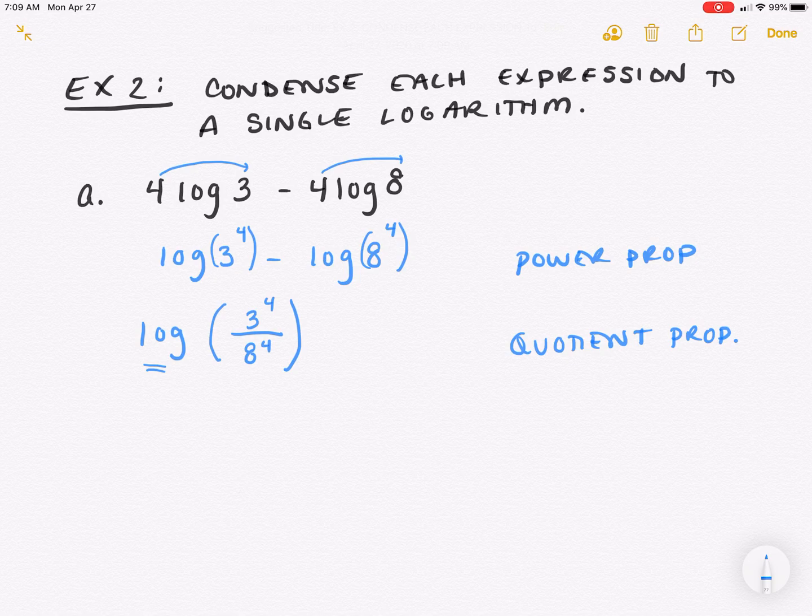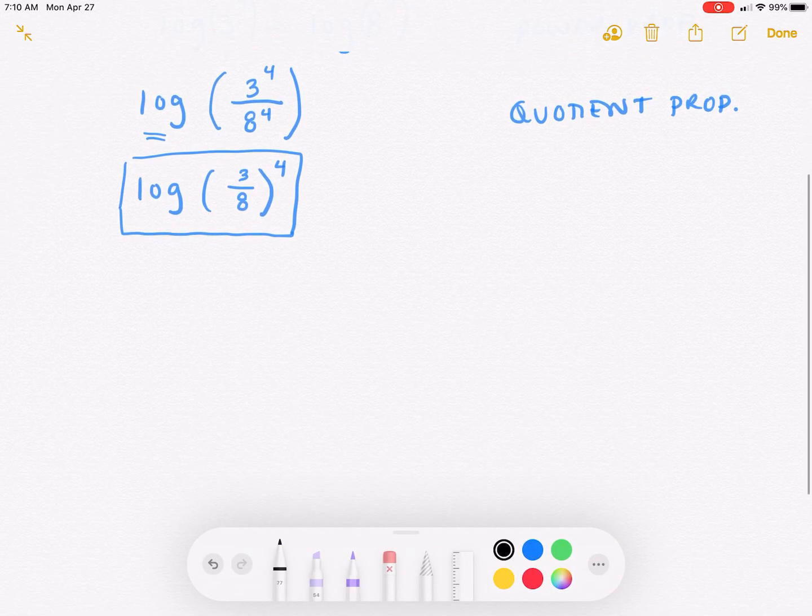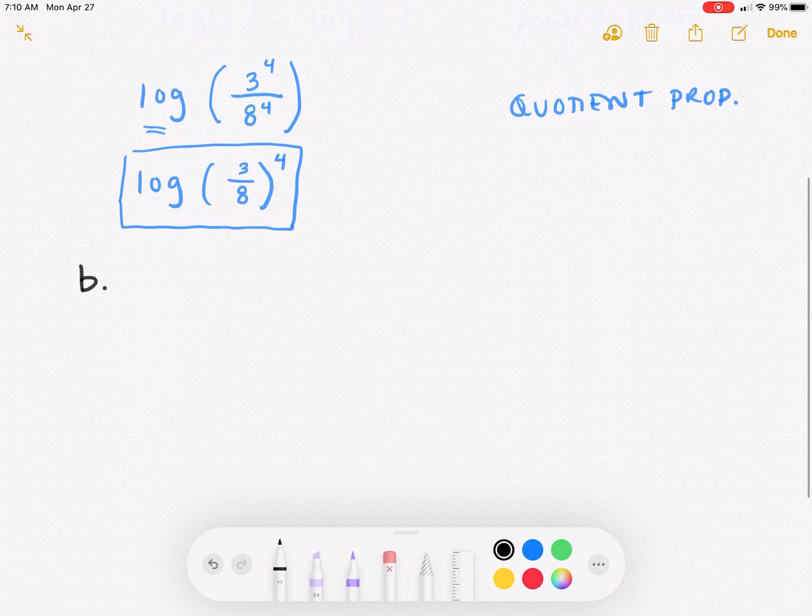And so now from here, I suppose I would be okay with that being your final answer, but a lot of times what you're going to see is rather than taking 3 to the 4th power and 8 to the 4th power, we could then pull out the exponent and make it 3/8 to the 4th. Okay, so that's just using an exponent property rather than a log property. And that I would leave as my final answer. And it's a pretty easy example. Let's look at something else.